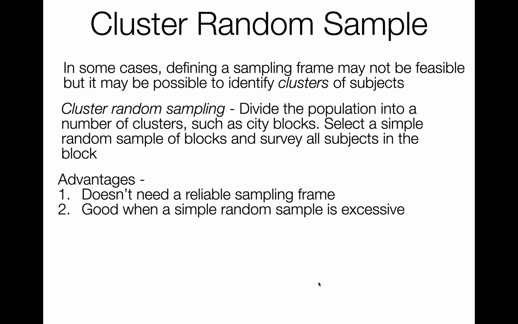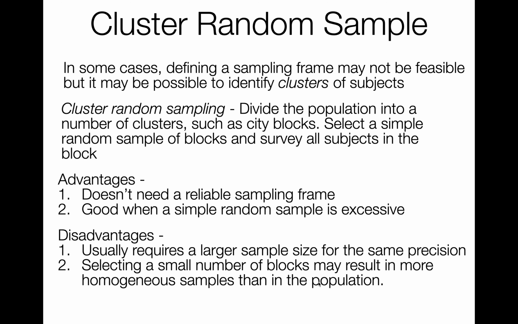So what are the advantages of cluster random sampling? Well, the first advantage is you don't need a reliable sampling frame. Since I'm dividing the population into clusters, and then sampling everything from the cluster, I don't need to know what the whole population is. And cluster random sampling is a good option when simple random sampling is excessive for some reason. Disadvantages are it usually requires a larger sample size for the same precision. Basically, cluster random sampling is not as good.